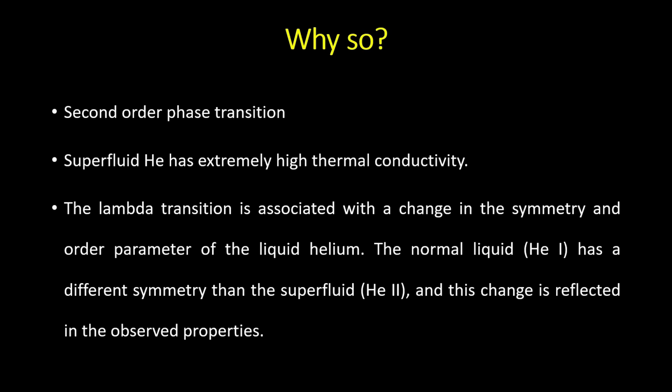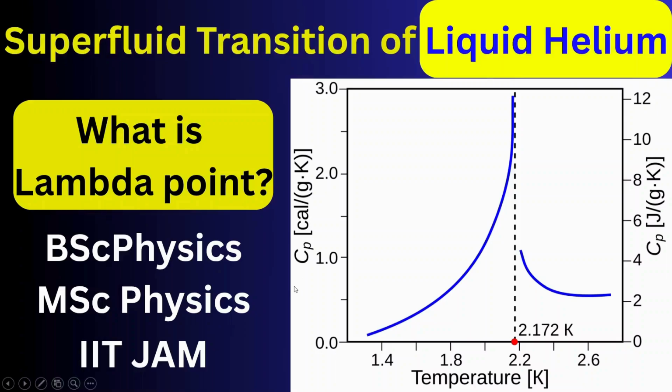So I hope today's discussion has been clear. We have discussed the superfluid transition. It happens at 2.172 Kelvin, and the specific heat versus temperature plot looks like the Greek letter lambda. That is why this particular plot is also known as the lambda plot.